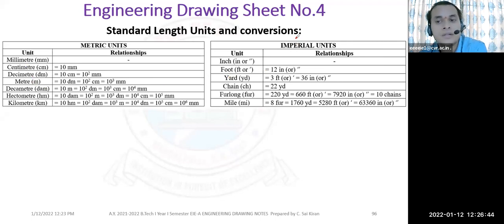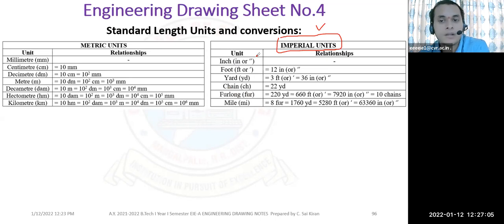because cricket was invented by the British. The European countries follow only imperial units. They don't follow metric units. So if you want to explain your drawings to the other European countries, you have to follow imperial units. You have to use inches, foot, yard, chain, furlong, mile.